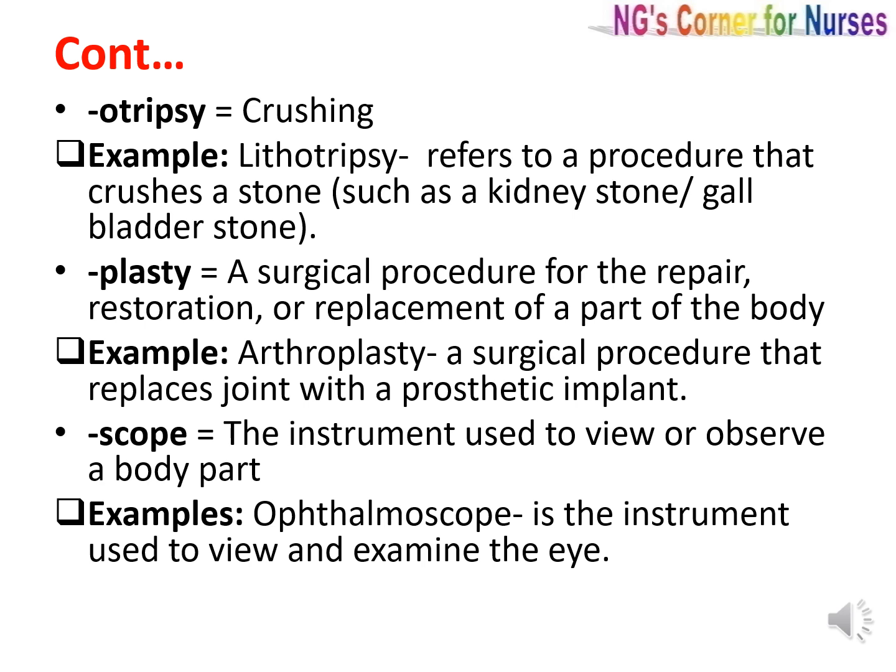Next is scope. Scope is the instrument used to view or observe a body part. As an example, we can say ophthalmoscope. Ophthalmo refers to the eye and the scope refers to an instrument used to view or observe a body part. So the ophthalmoscope is the instrument used to view and examine the eye.